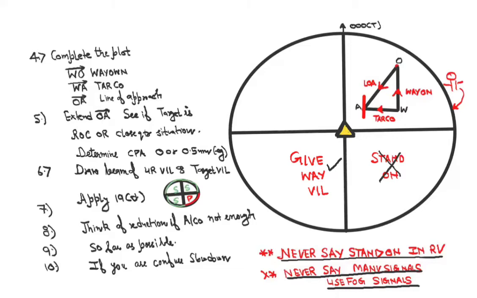Another thing is, never say maneuvering signals, like I will give one short blast and alter course to starboard. You will again fail your orals, because you need to give fog signals. You don't need to give maneuvering signals. If you are mentioning maneuvering signals, it is wrong. Maneuvering signals are a big no. You only have to give fog signals in restricted visibility, and that is the way to go.